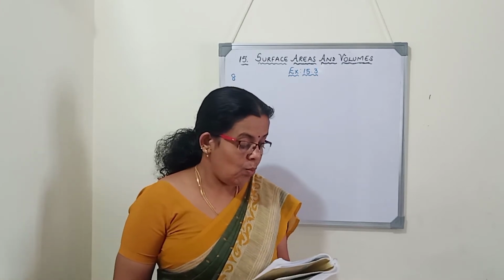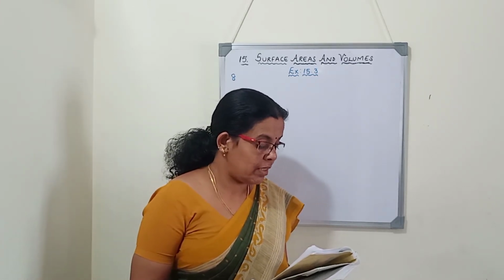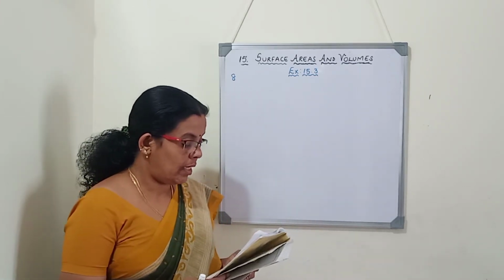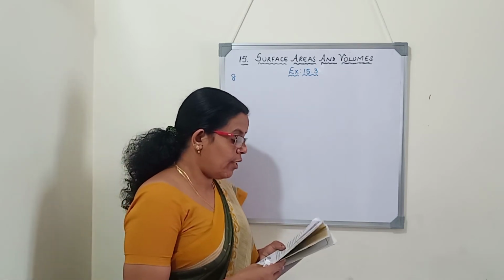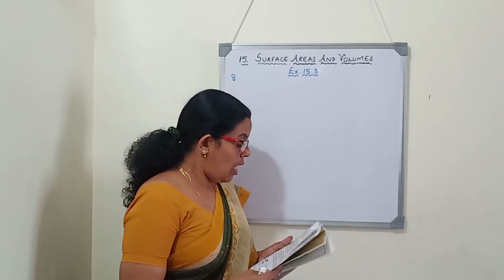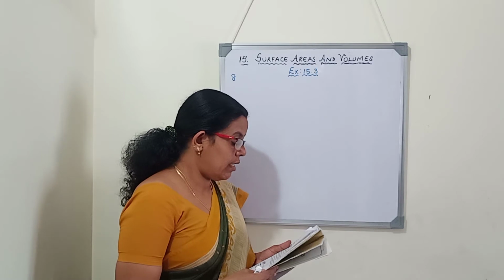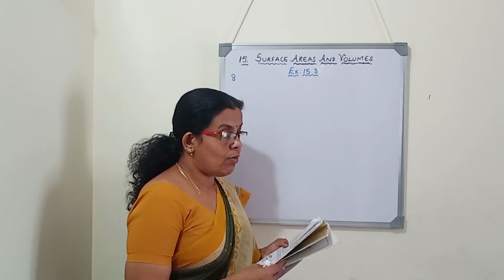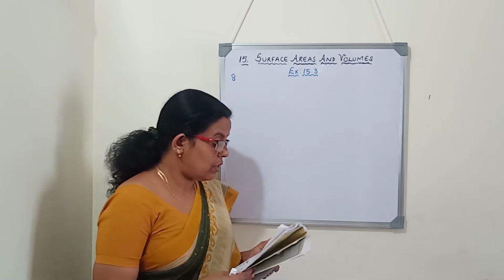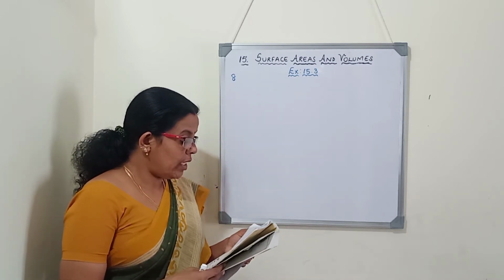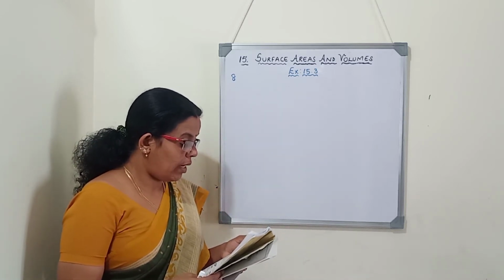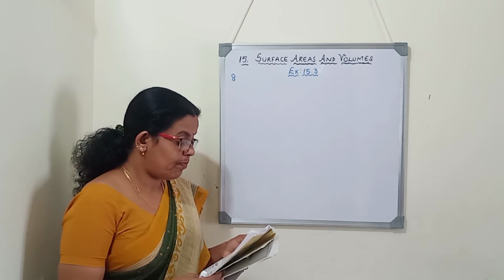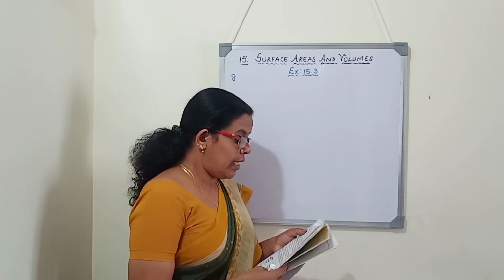Eighth question. Water in a canal 6 meter wide and 1.5 meter deep is flowing with a speed of 10 km per hour. How much area will it irrigate in 30 minutes if 8 centimeters of standing water is needed? So this is a different question. Water in a canal 6 meter wide and 1.5 meter deep is flowing with the speed of 10 km per hour.